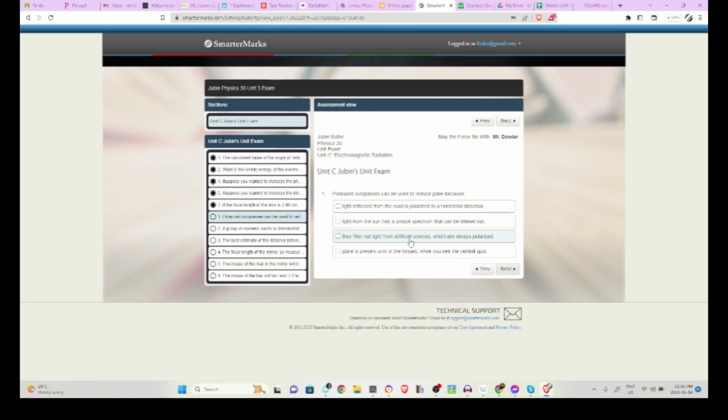So, they filter out light from artificial sources, which are always polarized. They are not always polarized when they're artificial. Glare is present only in the fringes, while you see the central spot. So, B, C, and D are flat out false. So A is true. They reduce glare for other reasons, but of these multiple choice reasons, that is the best option.